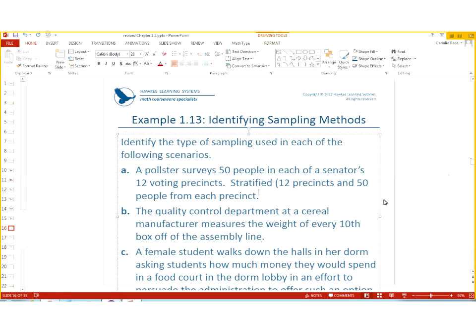The quality control department at a cereal manufacturer measures the weight of every 10th box off the assembly line. Because it's the 10th box, that's systematic. Okay. All right, I'm going to erase these two so we can look at the other ones down the back.